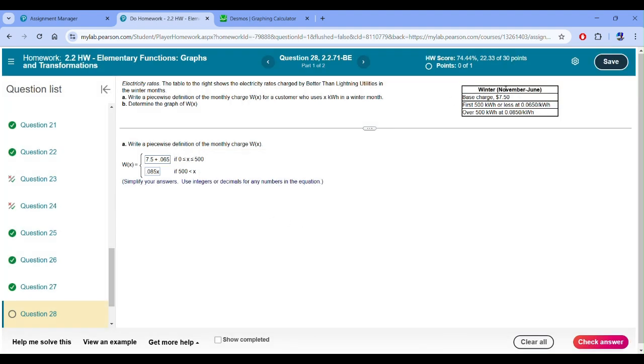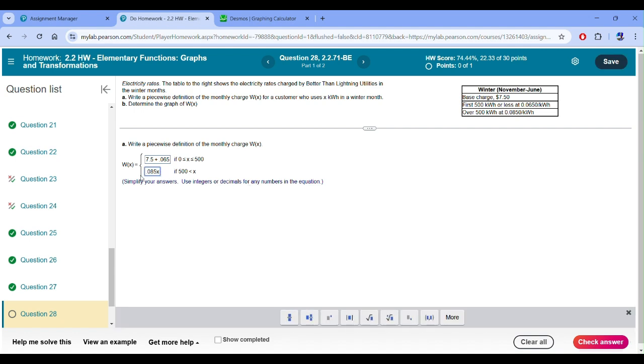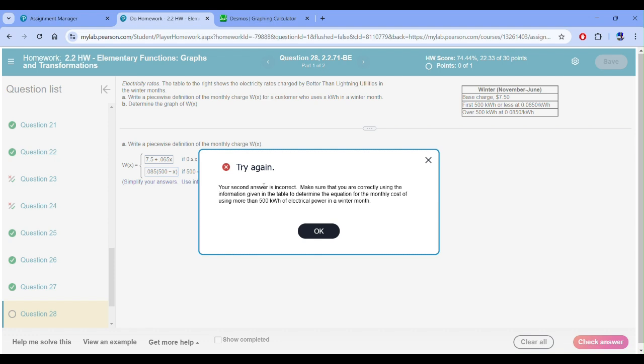Whoa. Write a piecewise definition for w of x. If x is between, over 500. Oh, do I have to do it like this? 500 minus x. I may have to do it like this because it's going to take that answer, 0.085, that doesn't matter. And then this one just needs an x. The second answer is incorrect. Make sure that you are correctly using the information given in the table.